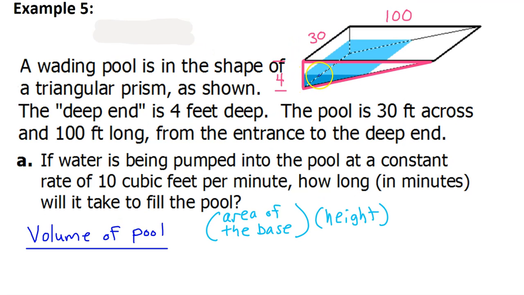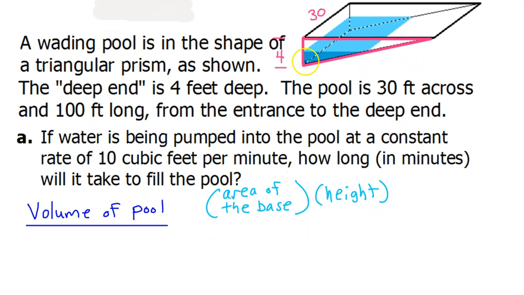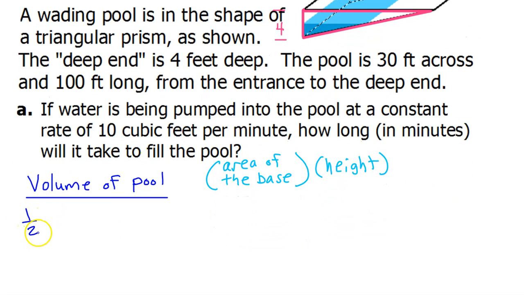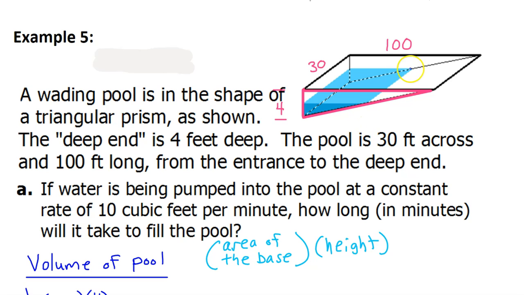The area of a triangle is 1/2 base times height, meaning the base of the triangle, which is 100 in this case. So 1/2 base times height is 1/2 times 100 times 4. So that's the area of the base. Now it's times the height, meaning the height of the prism, not the height of the triangle. The height of a prism will not be 4. It is the distance between the bases. That's what the height of a prism means. So the height in this context is 30.